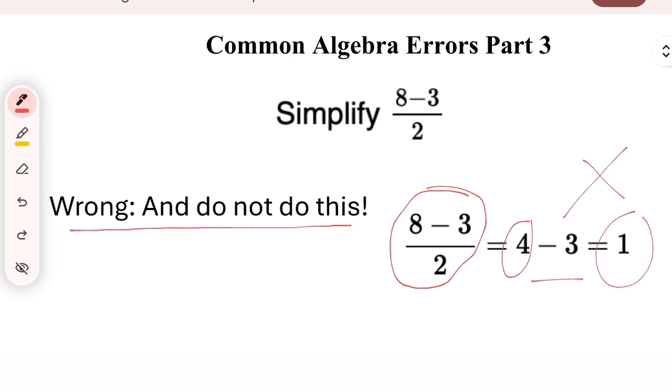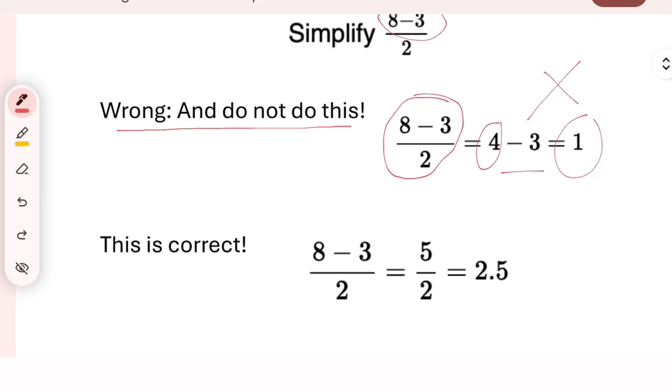You cannot separate 8 and 3 there, because in 8 minus 3 they are not multiplied, so they're not factors. That means 8 minus 3 should be processed first. You need to subtract 8 minus 3 first, which is 5, and then divide by 2. The correct answer is 2.5.